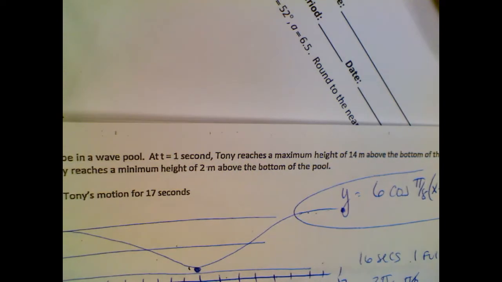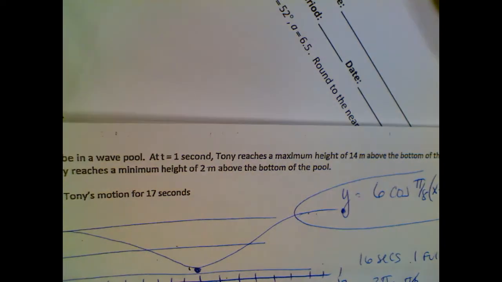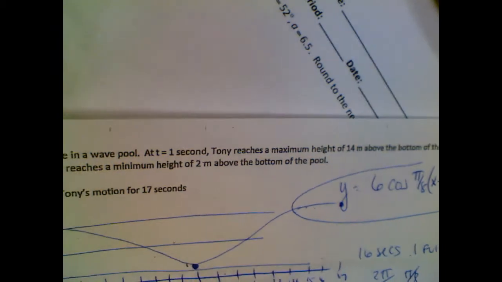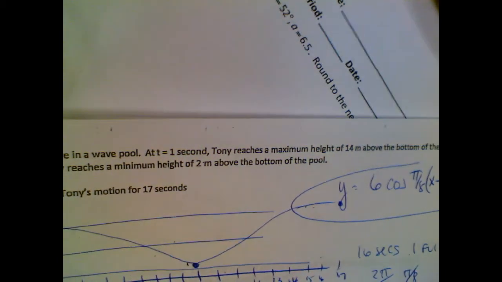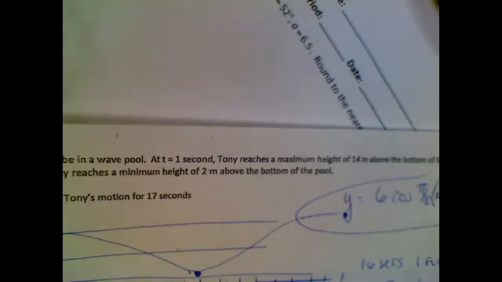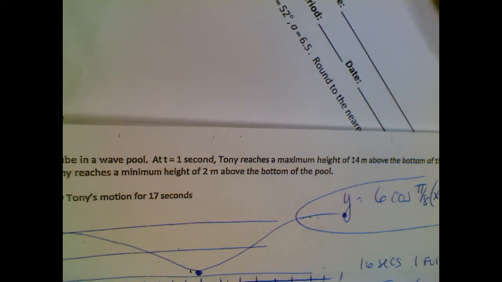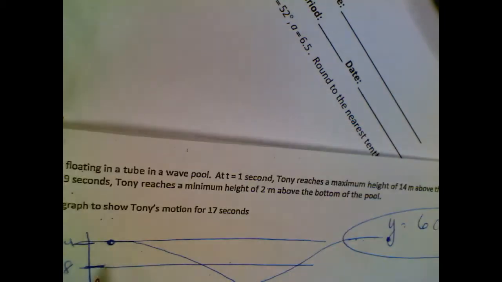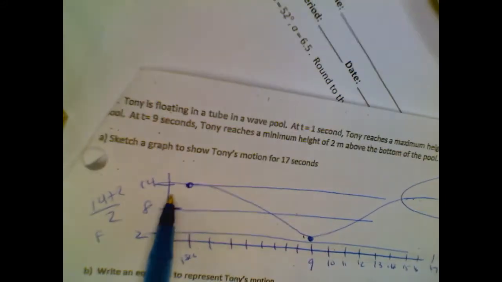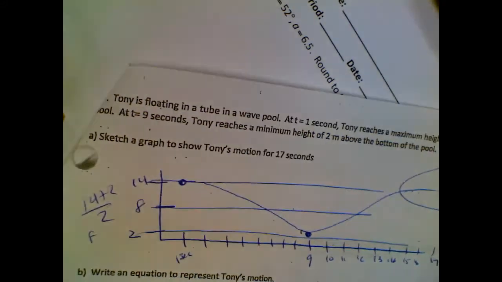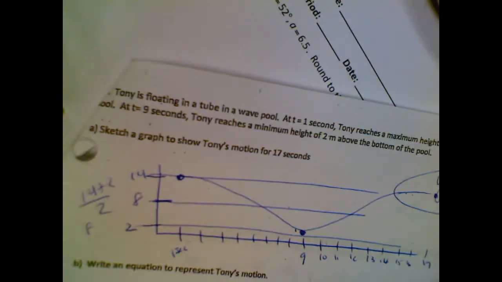Write an equation that represents Tony's motion. Oh, I kind of just did. This was the equation, and here is the equation: cosine of pi over 8 times x minus 1, plus 8. 8 is the midline, 6 is the amplitude. The period was 16 seconds, so I took 2 pi over 16 and got pi over 8. And if you look at the graph, it's 1 over to the right. Like it should start on the y-axis, so it started 1 to the right. You represent that as x minus 1.